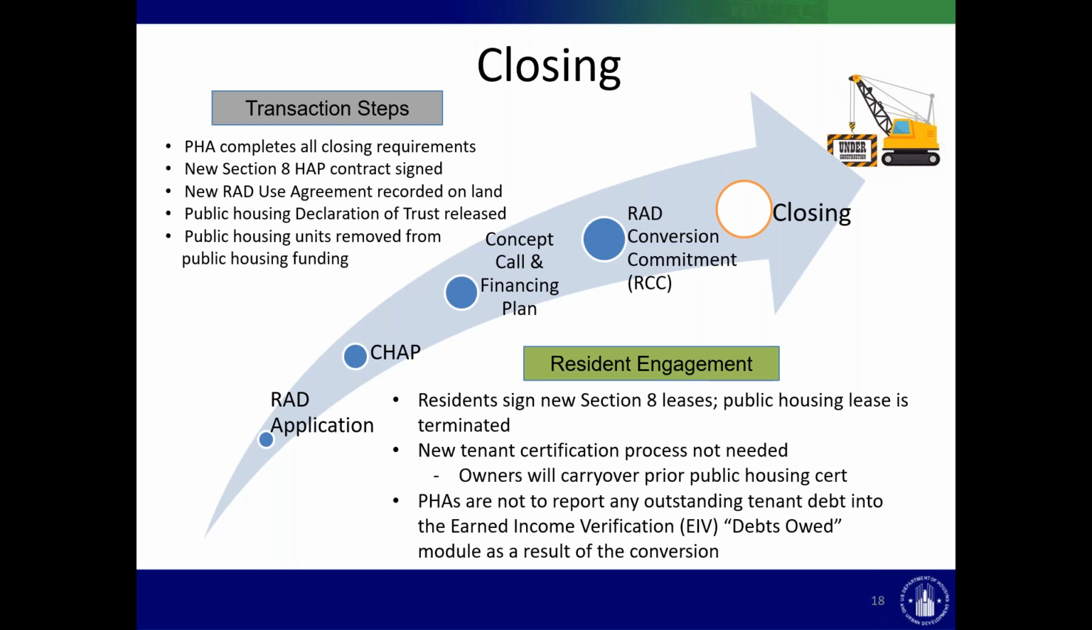And at this point, PHAs are not to report any outstanding tenant debt into the Enterprise Income Verification Debts Owed module as a result of the conversion. If there are justifiable reasons to enter debt in prior to conversion, they should do so. But conversion itself and what's called the 50058 end of participation is not cause to report tenant debt into the EIV Debts Owed module.